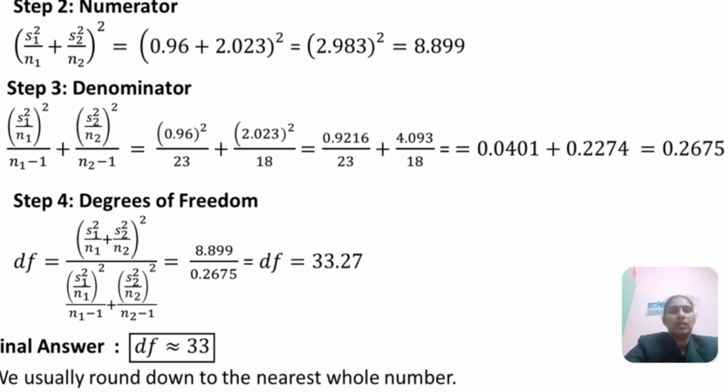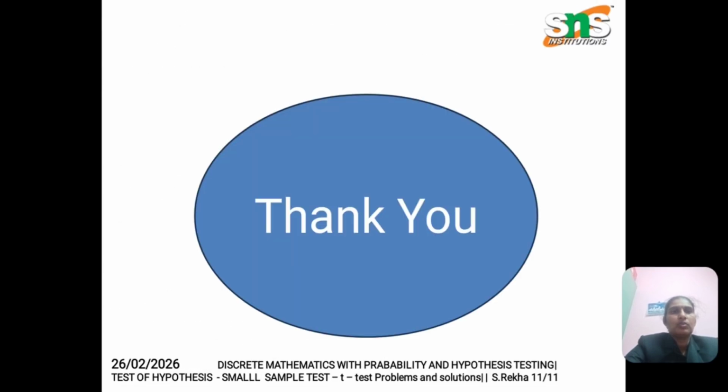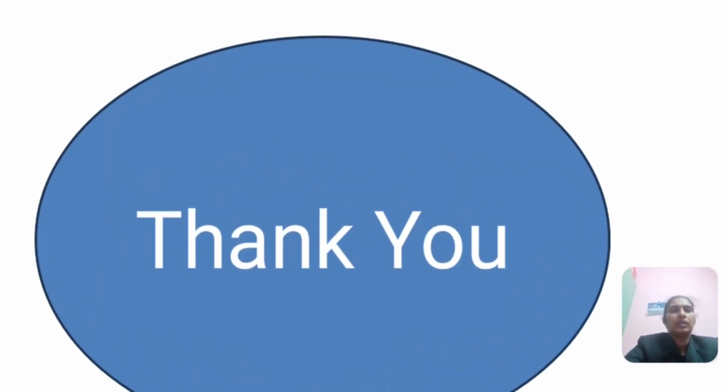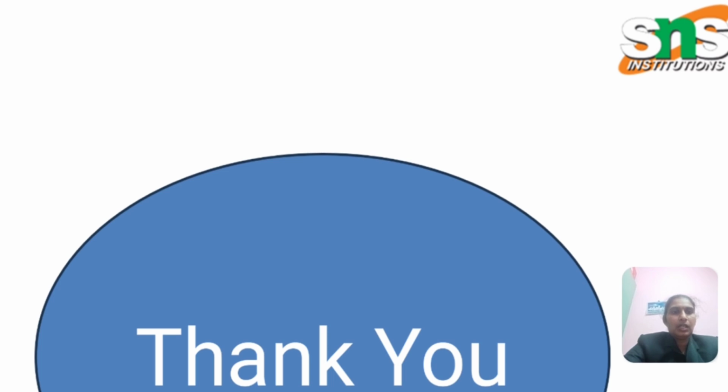So when two sample means are given, we can calculate the degree of freedom using s1 square and so on. For the t-test there is also another formula, that is x1 minus x2 divided by root of s1 square by n1 plus s2 square by n2. This formula we can adapt.